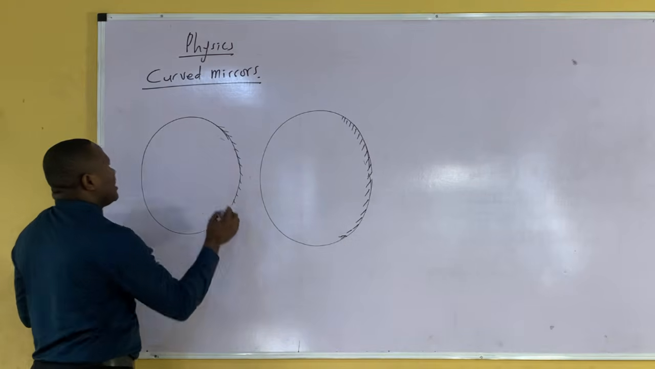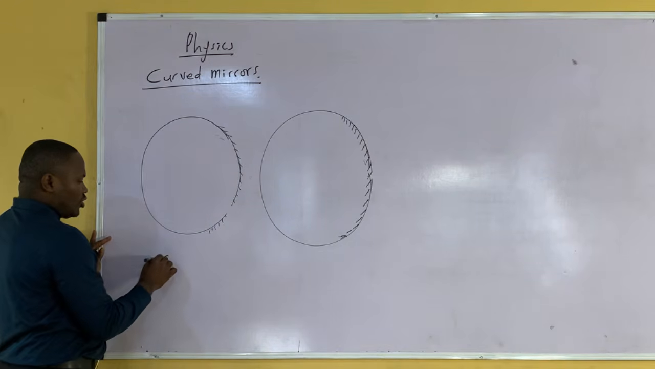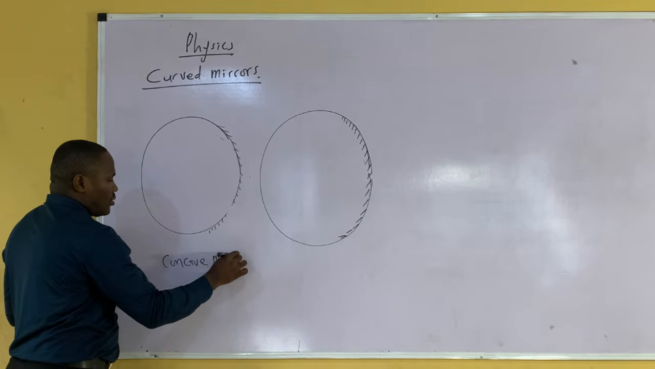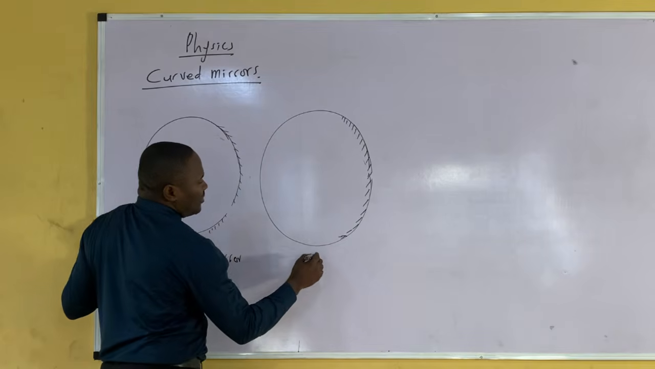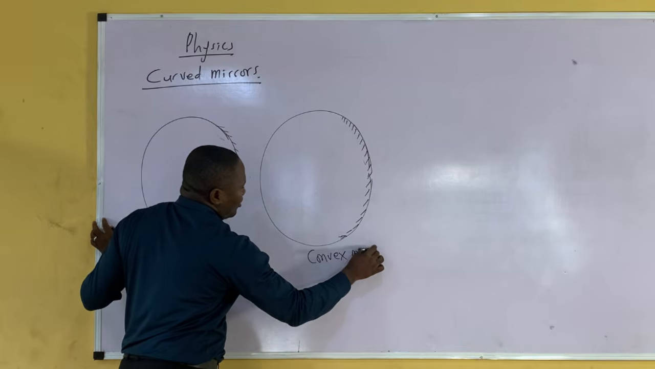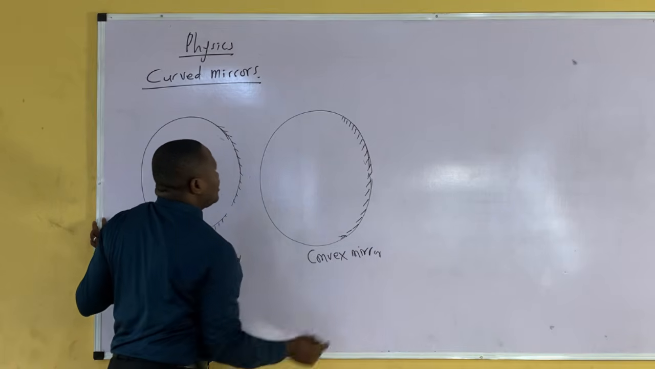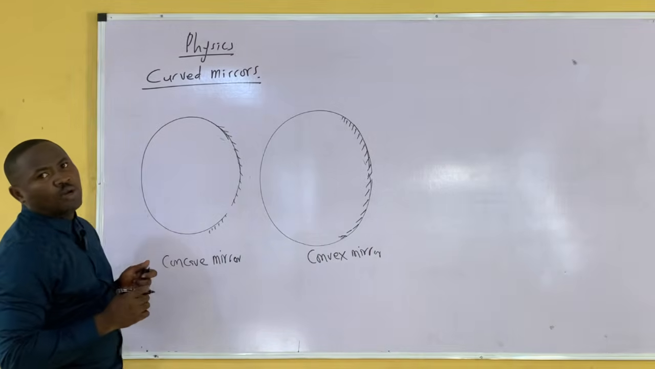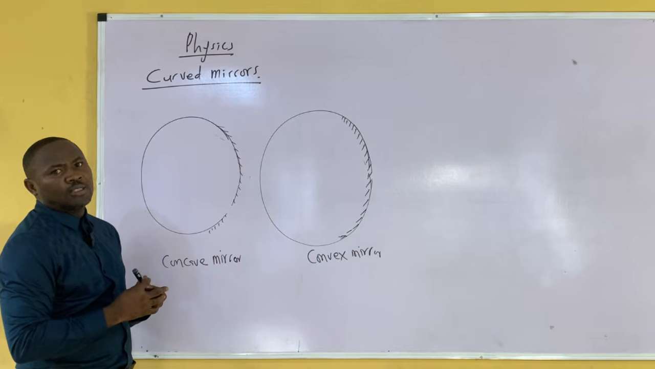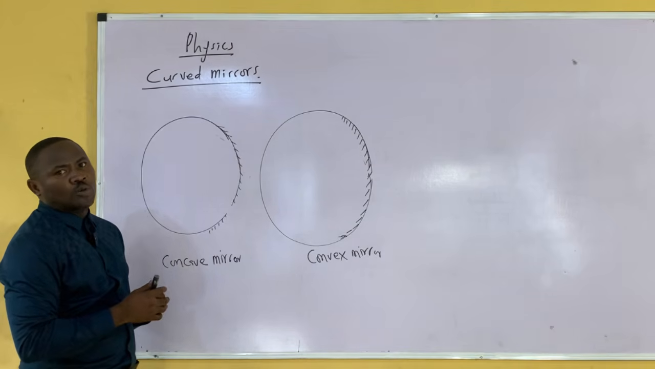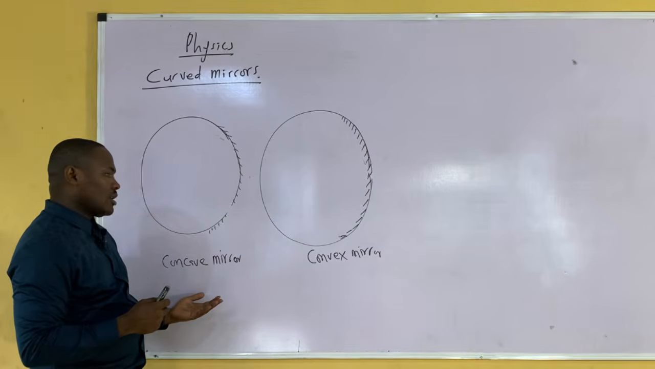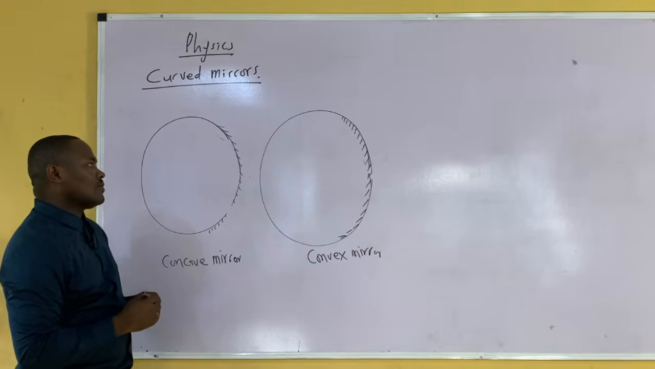When the outer part is shaded, it's showing us a concave mirror. But when the inner part is shaded, it's showing us a convex mirror. So the difference between a convex mirror and a concave mirror is to check where it's silver coated. Is it the outside or the inside? If it's the outside, it's concave. If it's the inside, it's convex.